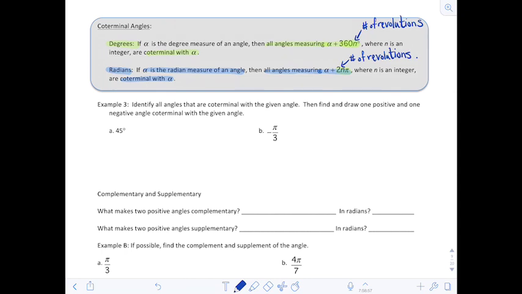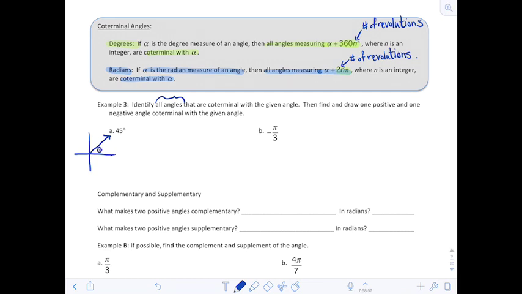Okay, so let's put this into practice. Example 3: identify all angles that are coterminal with the given angle. Then we're going to find and draw one positive and one negative angle coterminal with the given. So 45 degrees. Let's draw this. 45 degrees is cutting that first quadrant in half. So there it is. Let's call this theta.